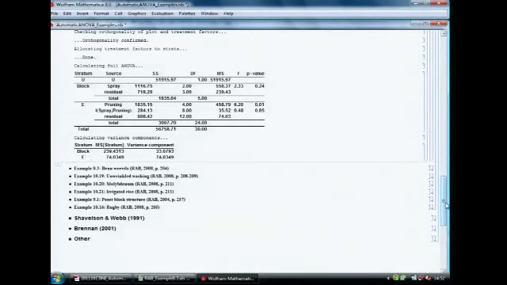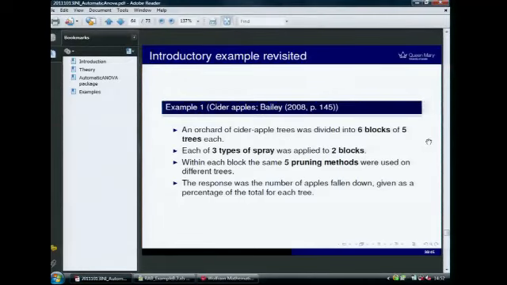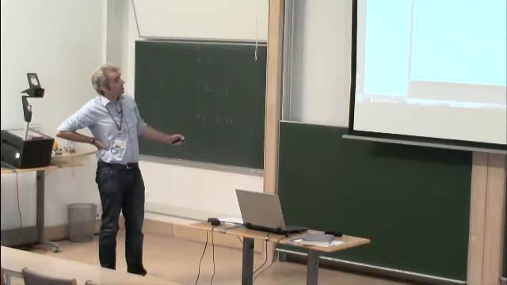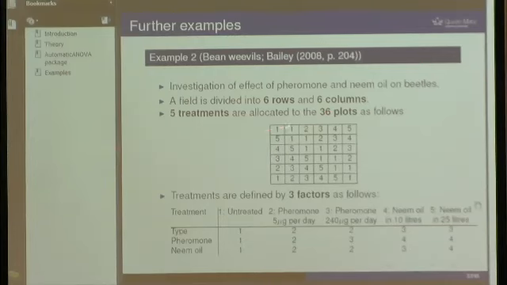So that's one example. Next one, going back to the presentation, is an example Rosemary calls bean weevils. So we have, again, a field. This is divided into 6 rows and 6 columns. So these will be our plot factors. We have then 5 treatments, and these are allocated essentially to the plots, 36 observational units, by means of a Latin square, where one of the treatments gets 2 symbols in the 6 by 6 Latin square.